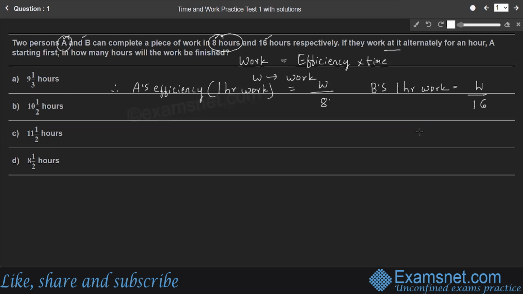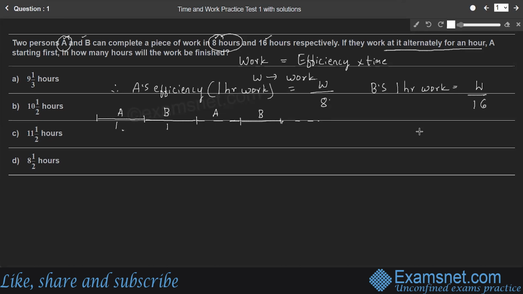So they work at it alternatively for an hour, A starting first. Here A starts the work first for 1 hour, then in the next hour, B continues the work, right? So we'll consider A's 1 hour work plus B's 1 hour work at first. Later you can consider the remaining work. After 2 hours, again A will be continuing the work, then B continues the work, like that. How many hours do they take to finish that work?